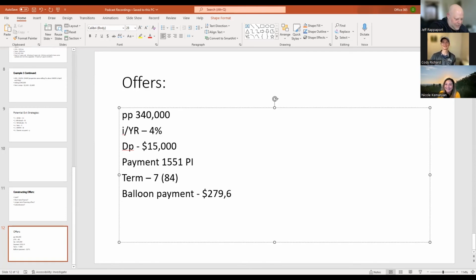All we did to get this balloon payment is we left everything in our calculator that we already figured out, and then we took 7 times 12, that's 84 months, put it in as N, and solved for FV, future value. So that's now our balloon payment.